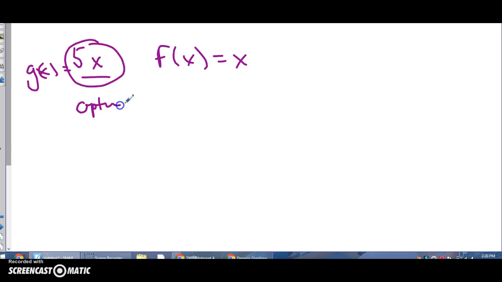So when you have option 1 and option 2, in option 1, we're going to put the 5 right on the function.